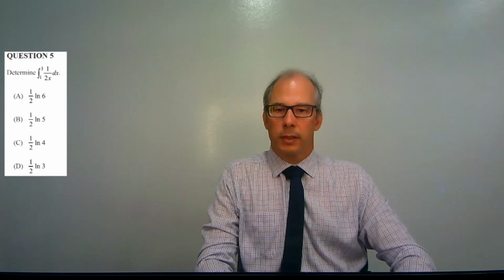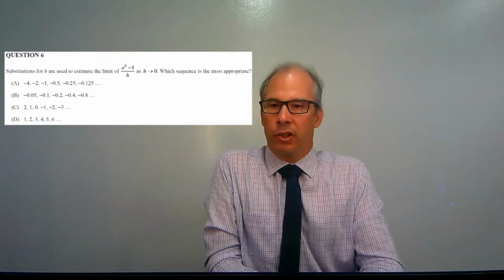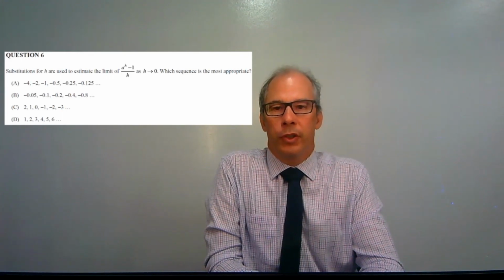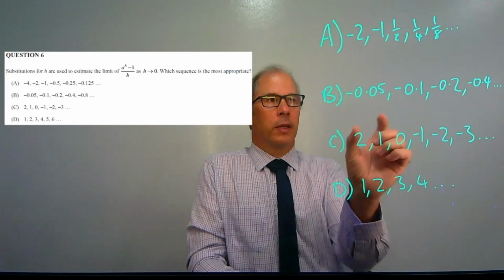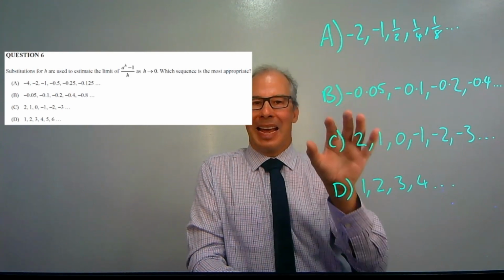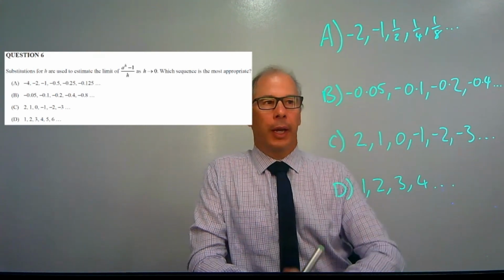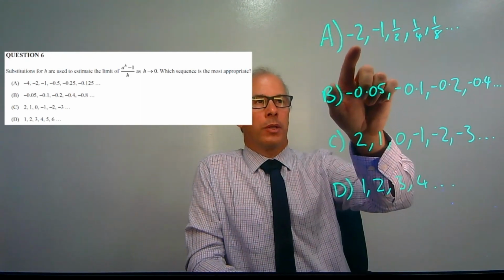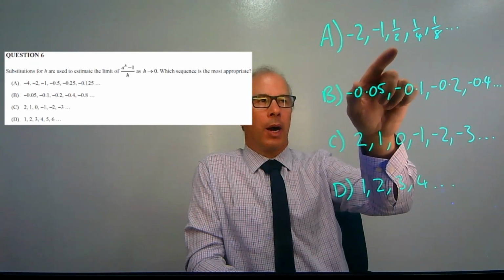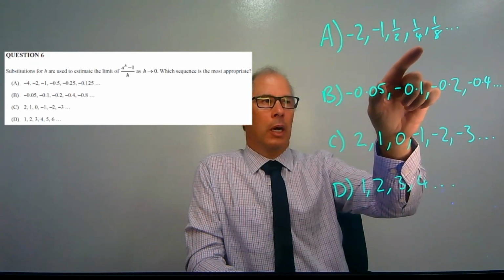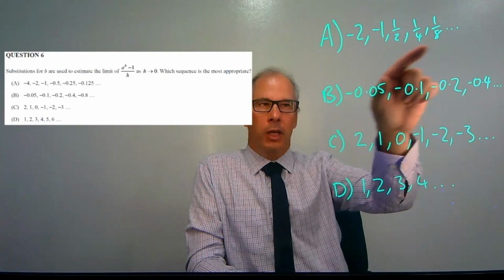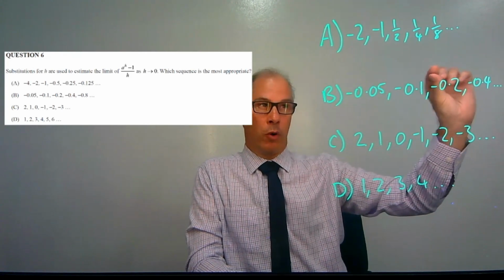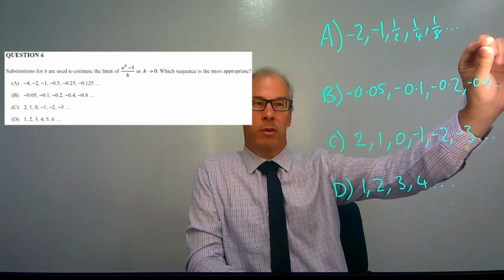Okay, question 6. Substitutions for h are used to estimate the limit of a to the h minus 1 over h as h approaches 0. Which sequence is the most appropriate? You're looking for something that approaches a limit. You want this to approach a limit here. So for A, we can see that this is a sequence that is -2, -1.5. These values are getting smaller. 1/4, 1/8. It looks like it's going down. If I were to keep following that sequence, it would probably approach 0. That's what that seems to be doing there.